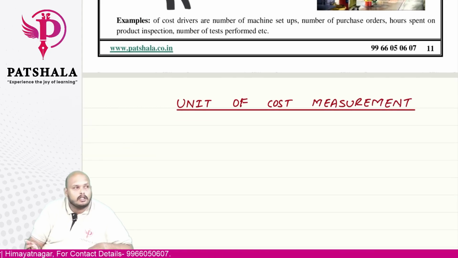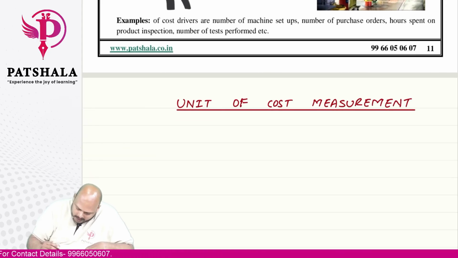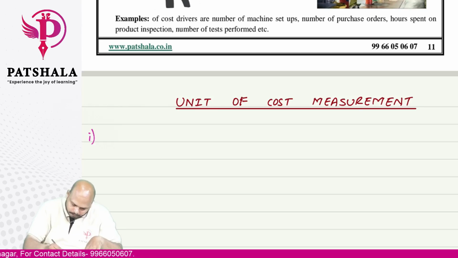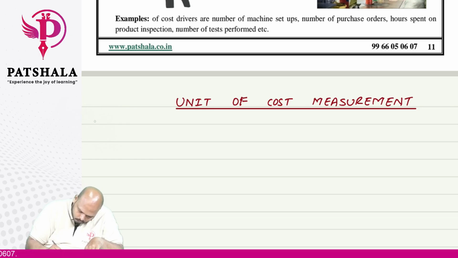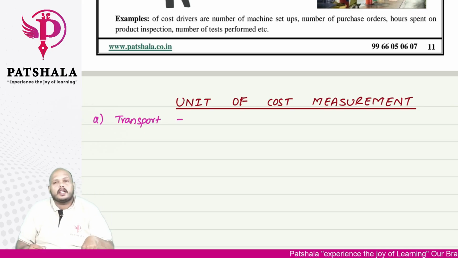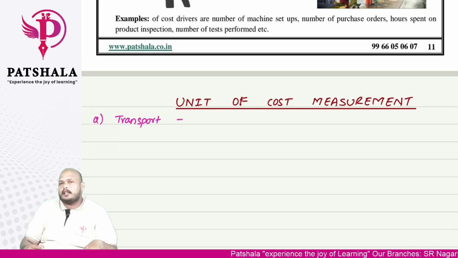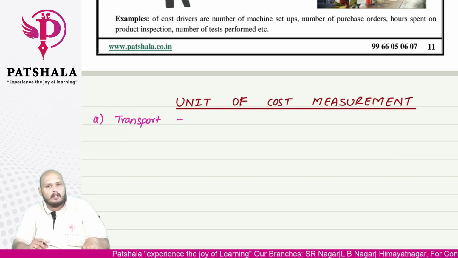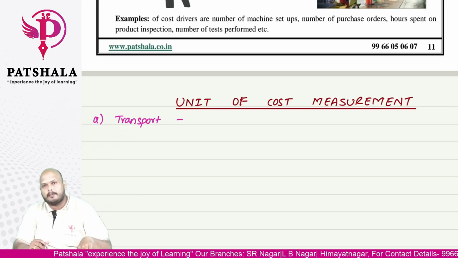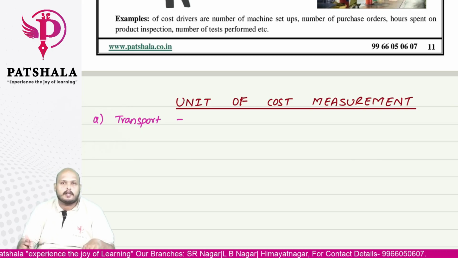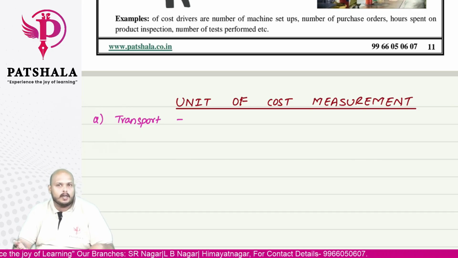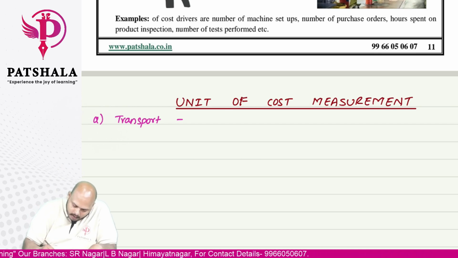The unit of cost measurement. In the case of the transportation sector, if you observe, there are three things. One is private transportation. When you are booking a cab from one place to another place, the unit of cost measurement used by Ola, Uber or any other Rapido services is per kilometer.